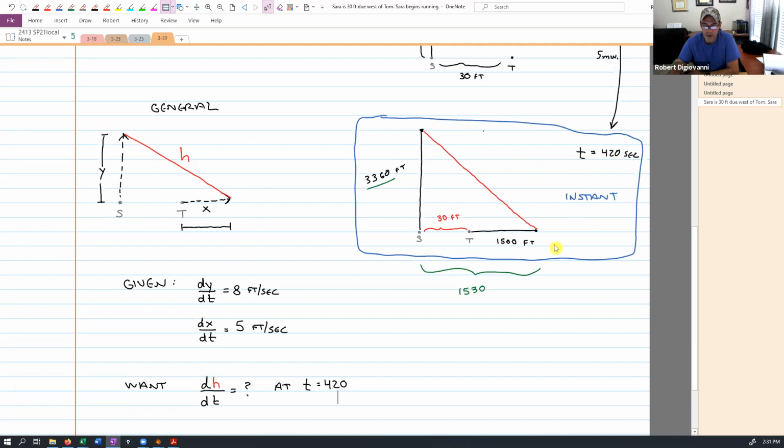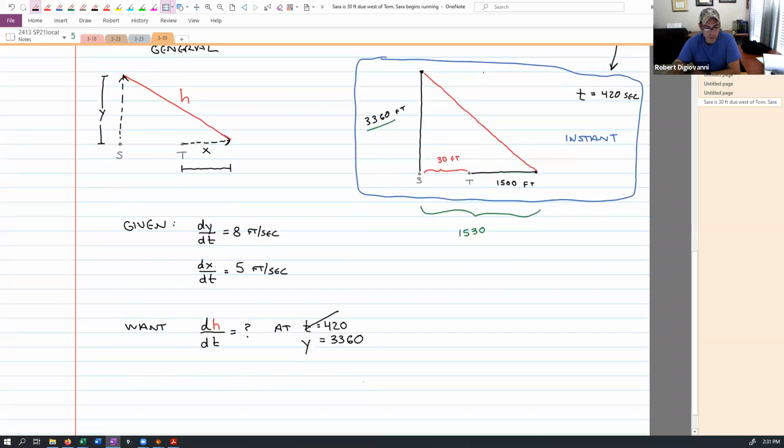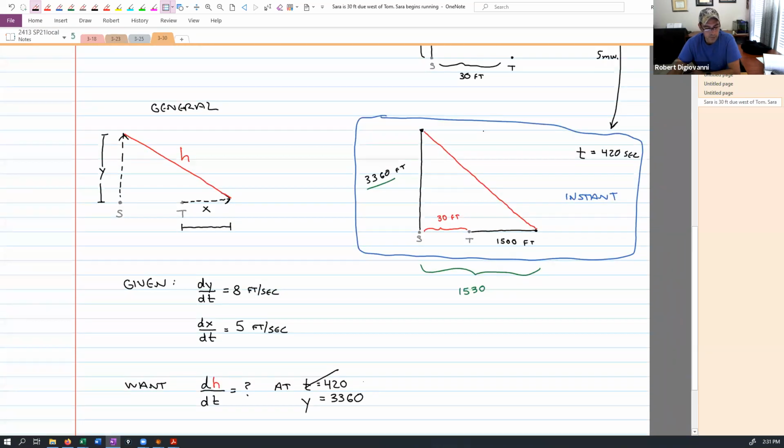Just look off the instant in time. Wouldn't this be y, isn't it? So another way of saying t is 420 is just saying y is 3360, right? I need to go back to my general picture. I just want to point out to everyone again, remember, this is 30.